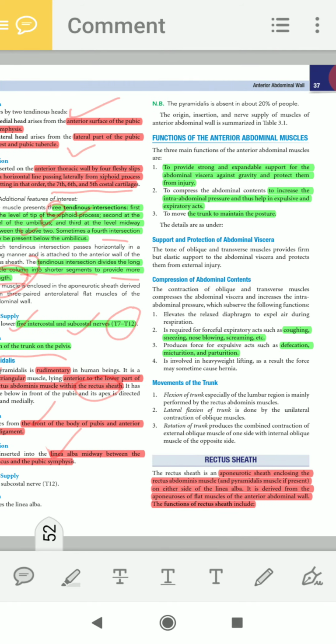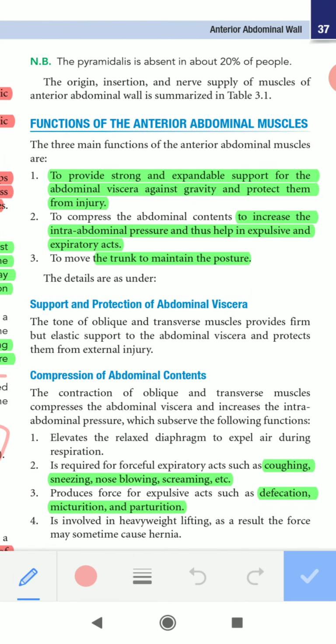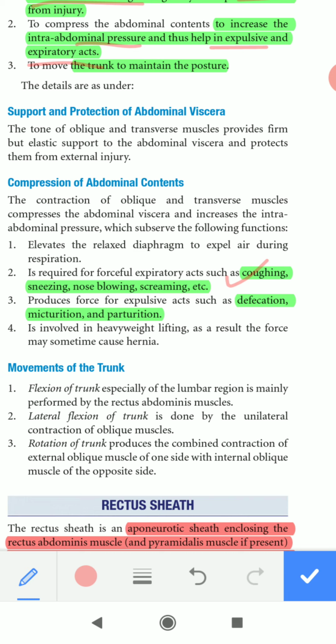Now, what is the function of the anterior abdominal muscles? The anterior abdominal muscles provide strong and expandable support for the abdominal viscera and protect them. That means they provide support and protection of the abdominal viscera. Number 2, they increase the intra-abdominal pressure, thus helping in expulsive and expiratory efforts. What are the expulsive efforts? Coughing, sneezing, blowing, defecation, micturition, parturition. These are the expulsive forces of the abdomen, and it also helps in maintaining postures.